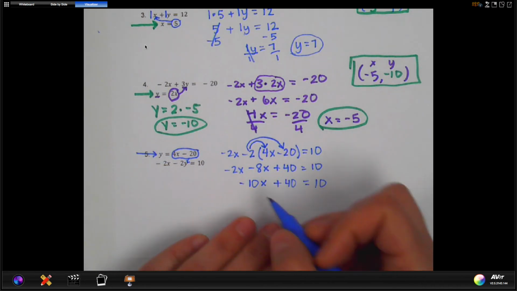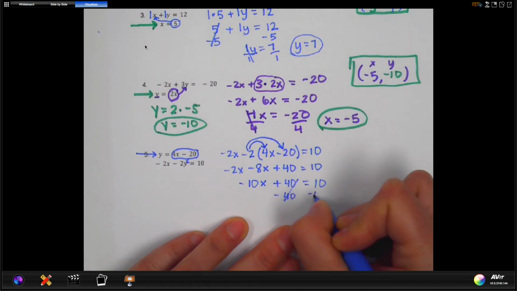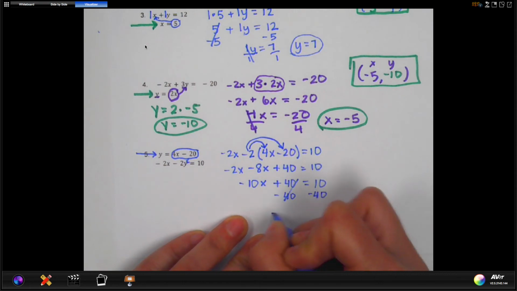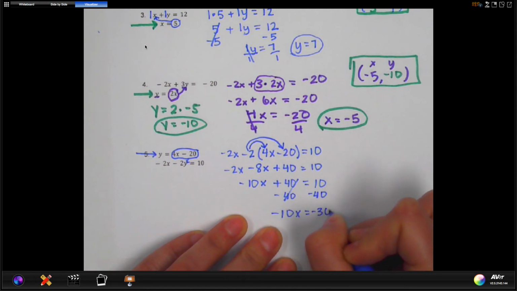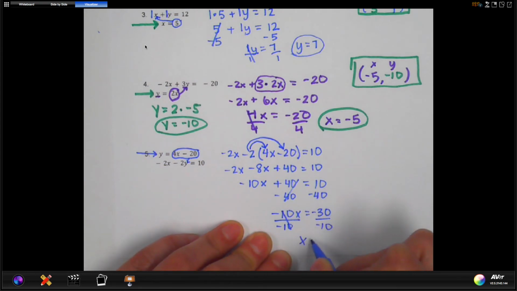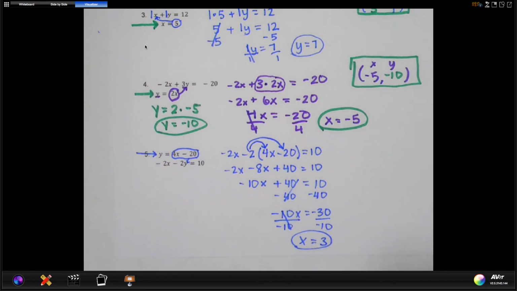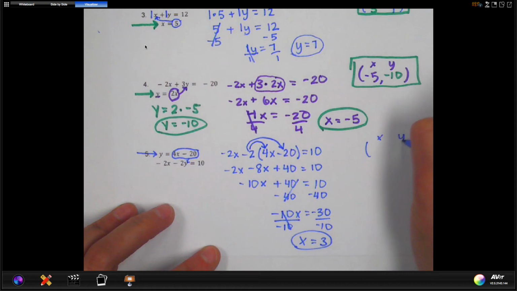So we're going to solve for x by subtracting 40 and subtracting 40 here. So bring down negative 10x, and 10 minus 40 gives us negative 30. And then we're going to divide out this negative 10. And we see that x equal, remember, negative divided by negative gives us a positive 3. And so we get our first part of our ordered pair. So that's our x value: 3.